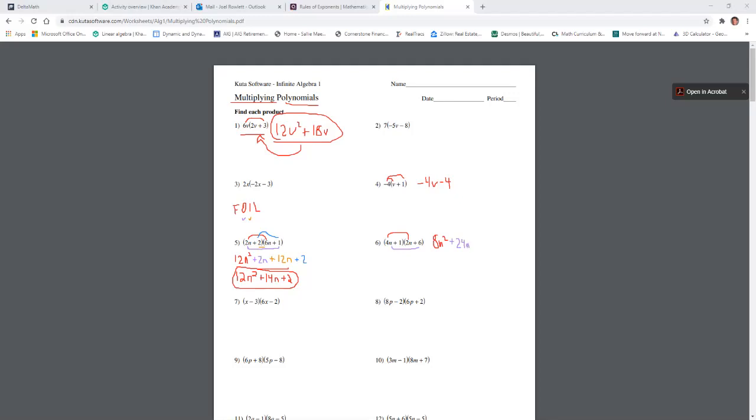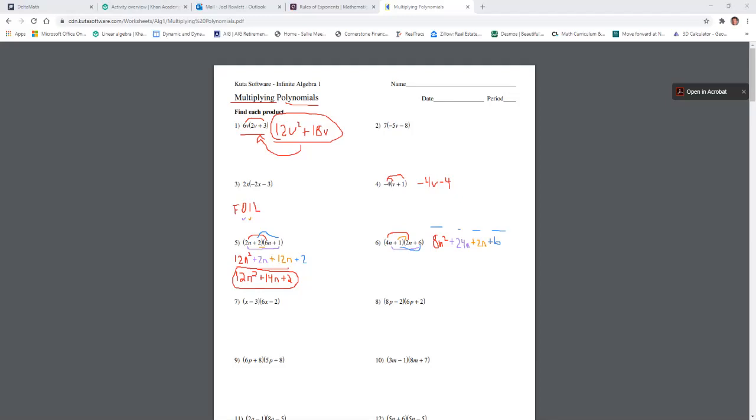Then I'm going to switch gears again, and I'm going to the inside. And the inside terms are these two here, right? 1 times 2n is positive 2n. And finally, we'll go in and do the last terms together. The last terms are going to be the 1 and the 6, right? They're in the last positions. And then, of course, 1 times 6 is positive 6. So that takes care of the F, O, I, and L.